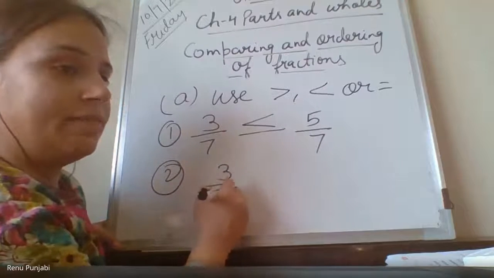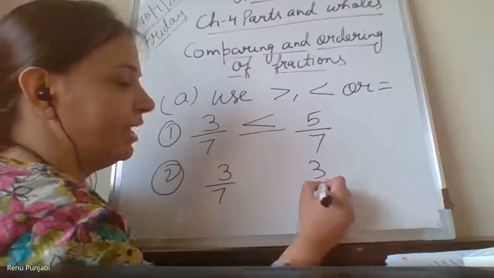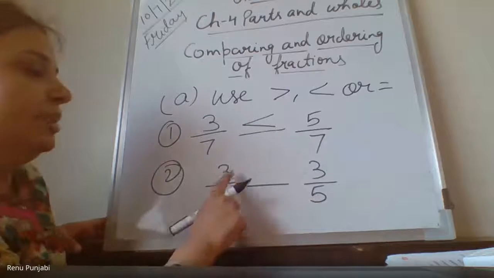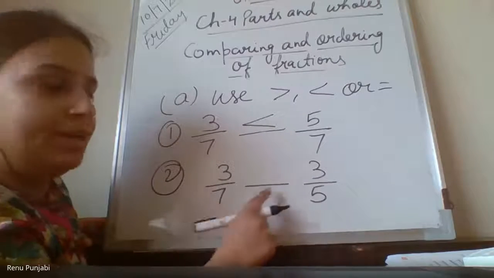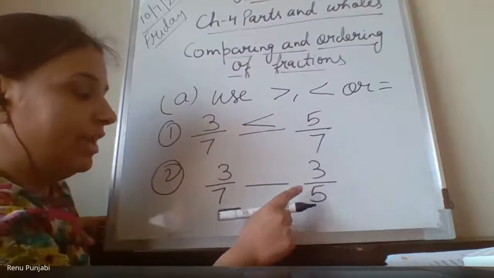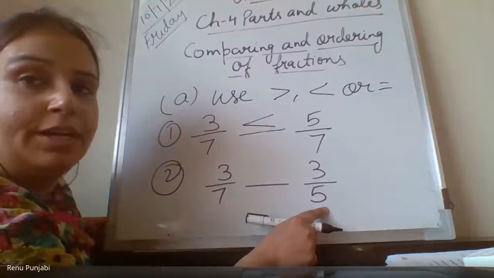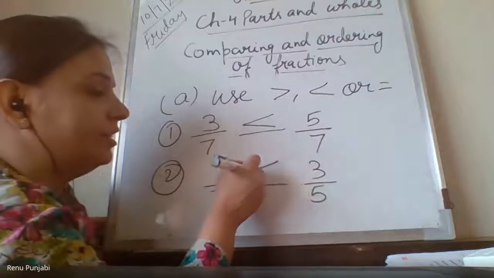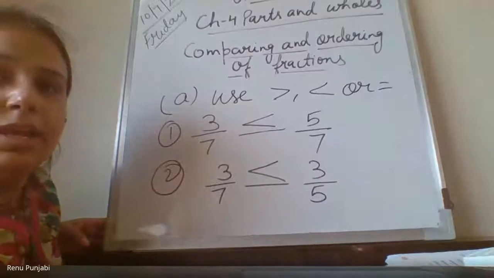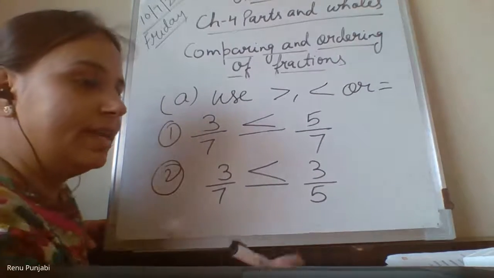Next, 3 upon 7, 3 upon 5. When the numerators are same, we need to compare them from the denominators. When we are comparing from the denominators, the smaller the denominator, the greater the fraction. 3 upon 5 is greater. Yes.